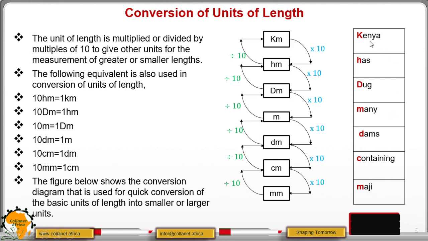So you just say Kenya has dug many dams containing maji. Therefore, when you write this down, you will recall all this. And now from here, you will know that from one to the other, when you're going downward, you multiply by 10. And from the bottom one to upward, or to the top, you divide by 10. That way you can convert any unit of length to the other.